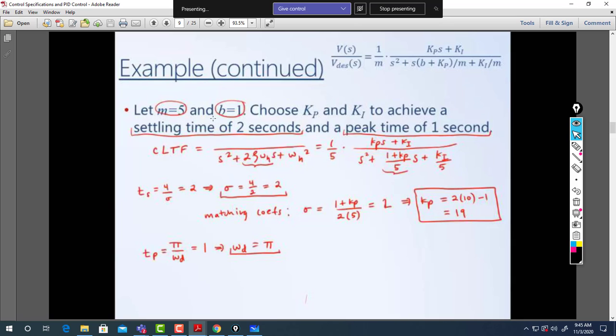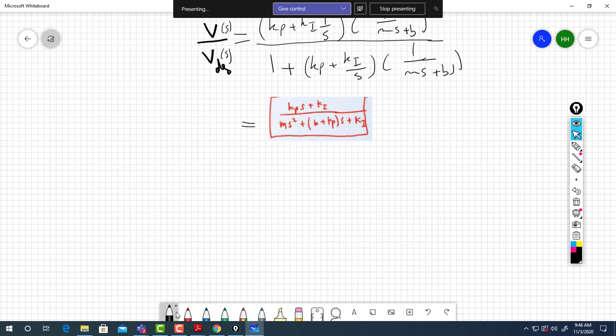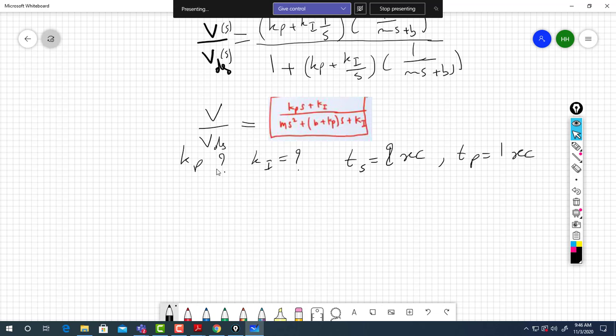Okay, so taking mass equal to 5, arbitrarily saying b equal to 1, and then they're asking you to choose Kp and Ki to achieve a settling time of 2 seconds and peak time of 1 second. So this is my closed loop transfer function, of course. Find Kp and Ki in order to achieve a settling time of 2 seconds and a peak time of 1 second. You have a question?